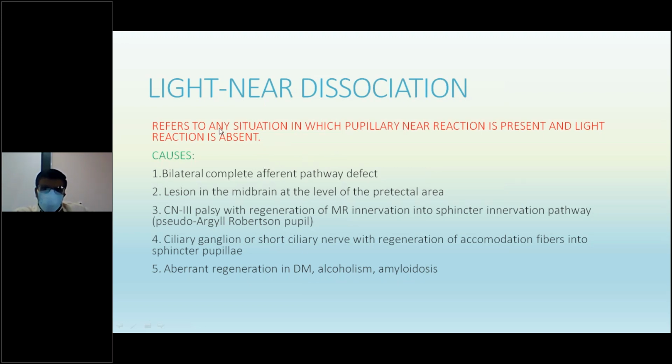That is, the pupillary near reaction is present and the light reaction is absent. This is called light near dissociation. Bilateral complete afferent pathway defect is the most important cause. Lesions of the midbrain at the level of the pretectal area also cause light near dissociation. Third nerve palsy with regeneration of medial rectus innervation into the sphincter innervation pathway is called pseudo-Argyll-Robertson pupil. Ciliary ganglion lesions and aberrant regeneration in diabetes mellitus, alcoholism, and amyloidosis also cause light near dissociation.